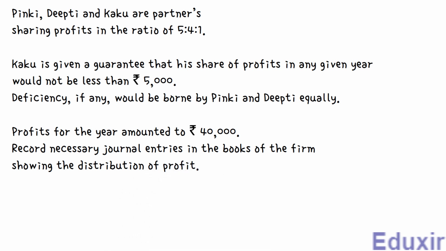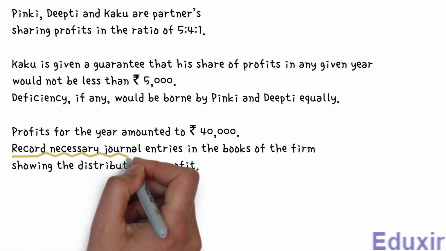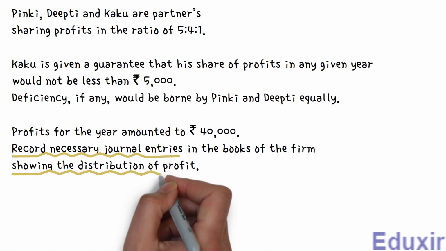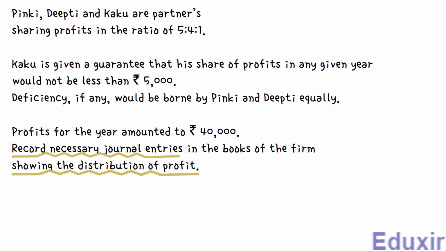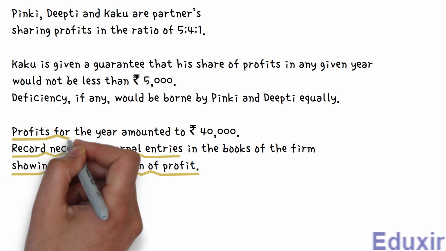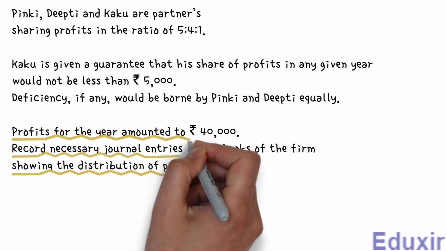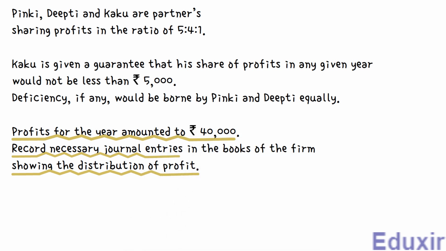So, as per the problem, we have to record the necessary journal entries showing the distribution of profits. As we are dealing with the distribution of profits, it makes sense to prepare the profit and loss appropriation account also. If you carefully analyze the problem, we notice that this problem is just about the distribution of the profits, nothing else. It is given that the net profit for the year amounted to 40,000 rupees. Now, we know that the net profit is nothing but a credit balance in the profit and loss account.